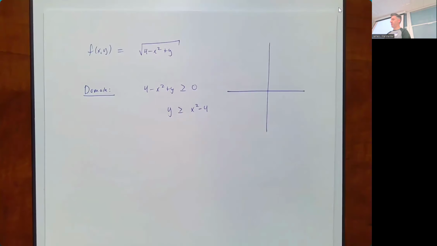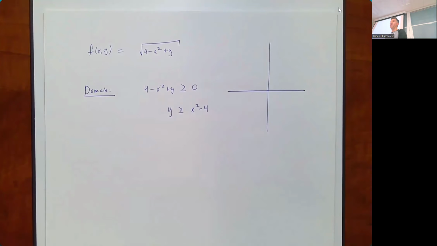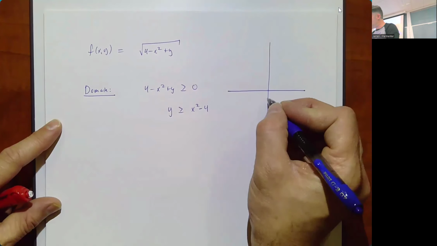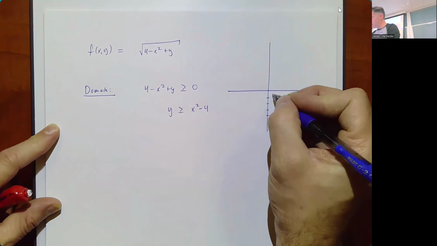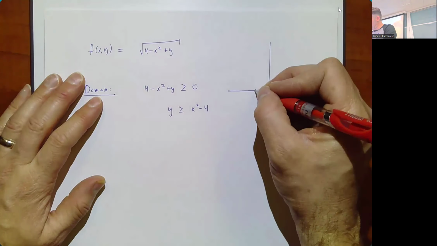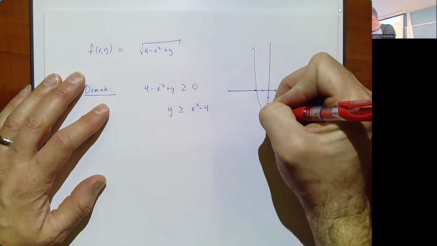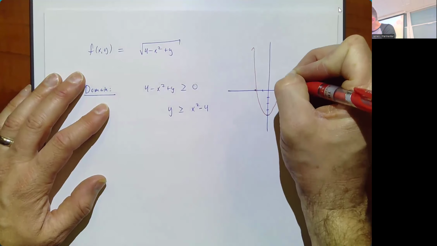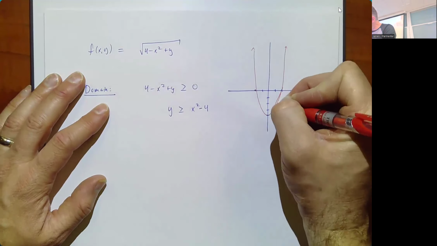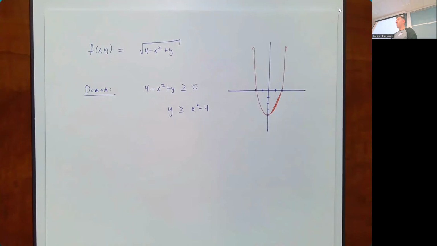I should use a different color for my graph. It seems like a smart thing to do. So x squared minus 4 is the usual parabola, but shifted down by 4 units. And it does have intercepts at +2 and at -2. So here is what my boundary that I am going to include looks like. And it should be maybe slightly more symmetrical looking than I have drawn it. Okay, so that's the boundary, and almost always we only want one side of it.